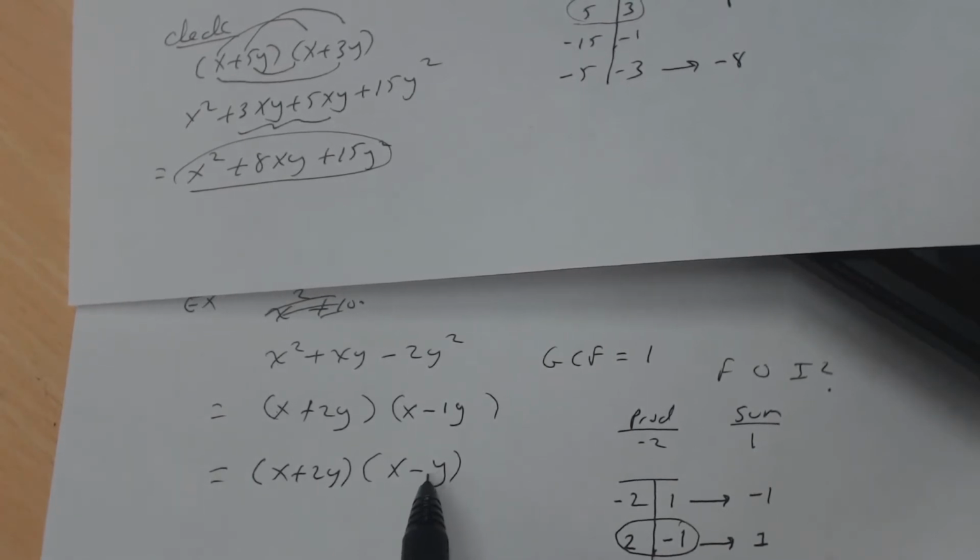But since this is a coefficient of variable, you can leave it off. Okay, so let's check and see if I get that positive xy. Remember, that's where we're going to look at the outer and the inner.